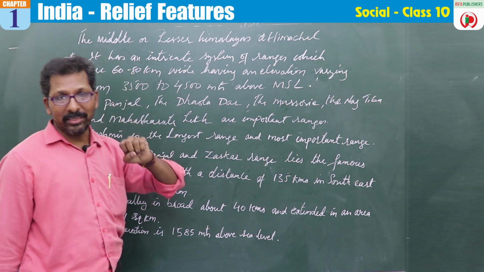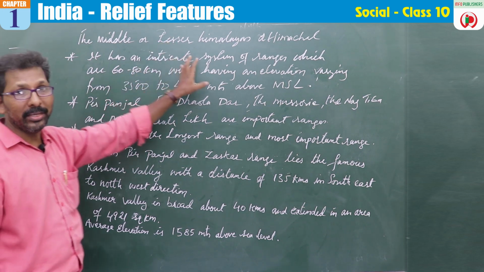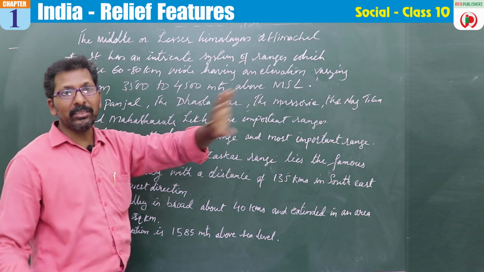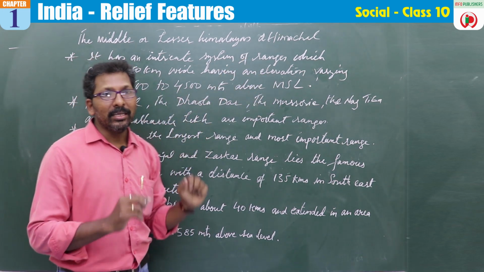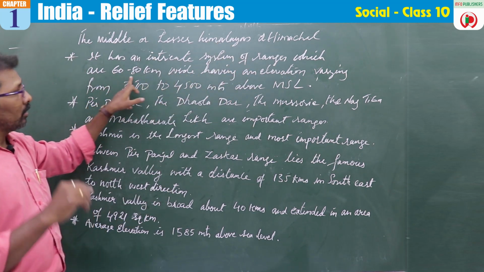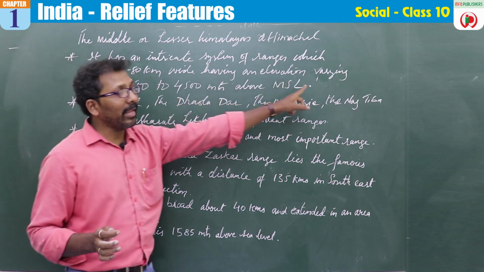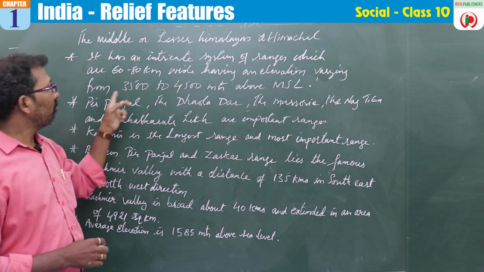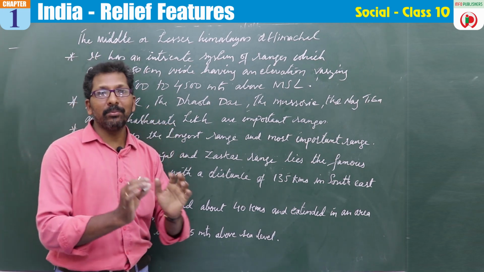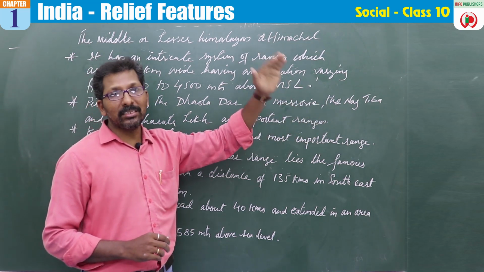Now what is the importance of these? The importance is that it has an intricate system, which means a complicated system of ranges. Complicated means there are so many ranges present in this Himachal range. They are from 60 to 80 kilometers wide, having an elevation varying from 3,500 meters to 4,500 meters above the mean sea level. MSL means mean sea level.